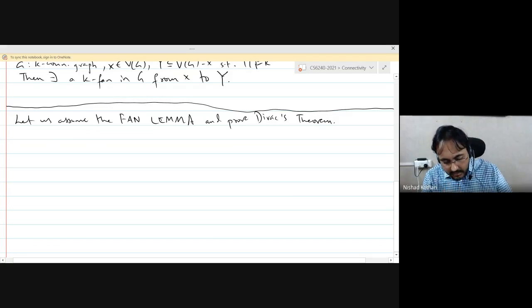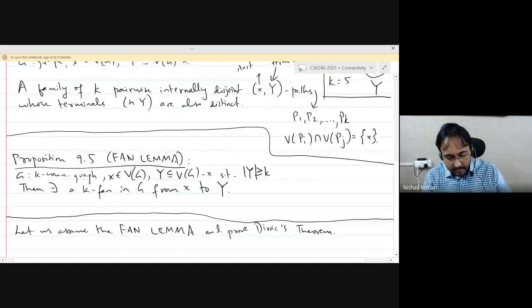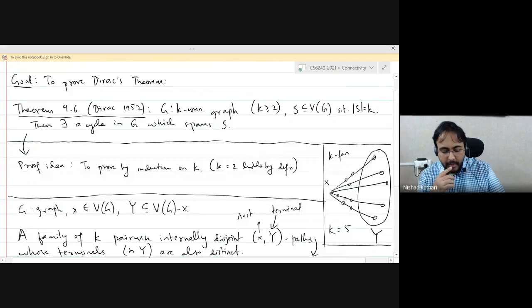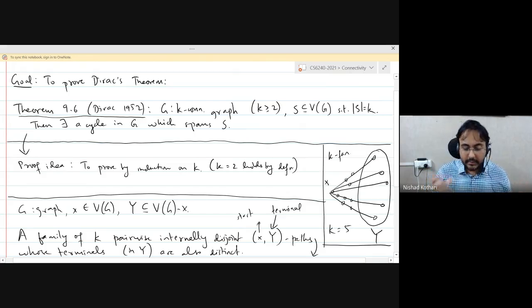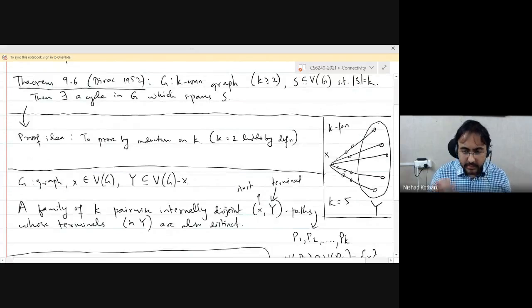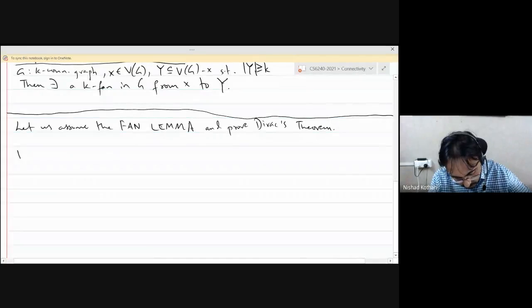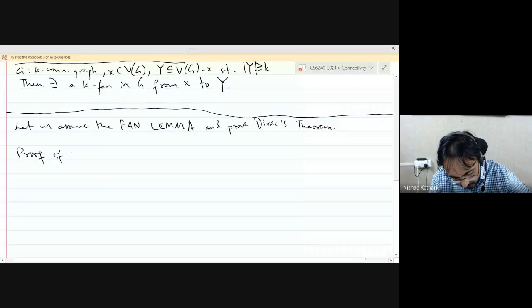Okay, so let's try to prove Dirac's theorem using this lemma. As I said, we are going to prove by induction on K. And since any K connected graph is also K minus 1 connected, this is going to be really helpful to us because we can just find a cycle using the K minus 1 vertices. And now we will use the fan lemma to include that last missing vertex. So proof of theorem 9.6.